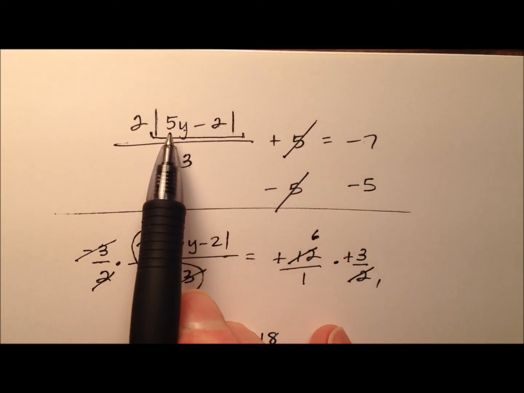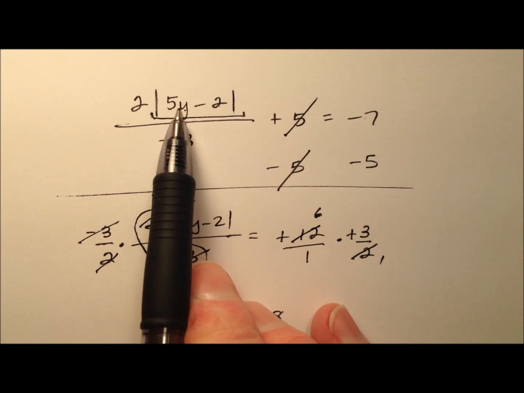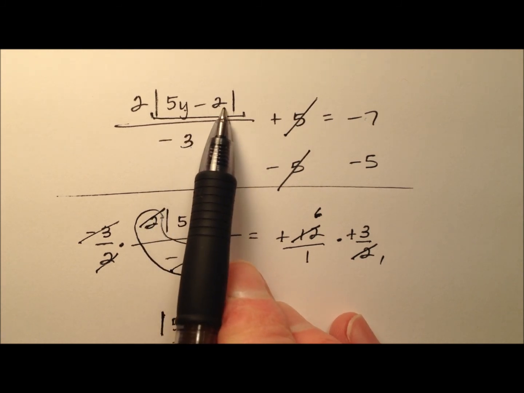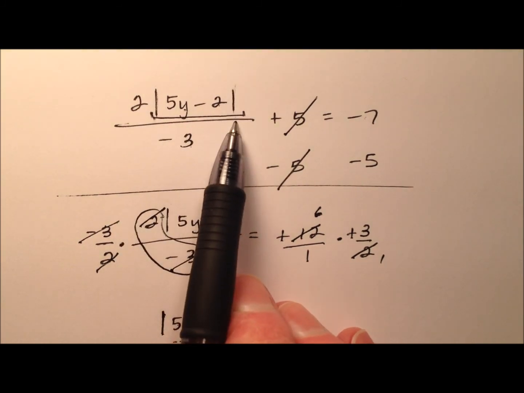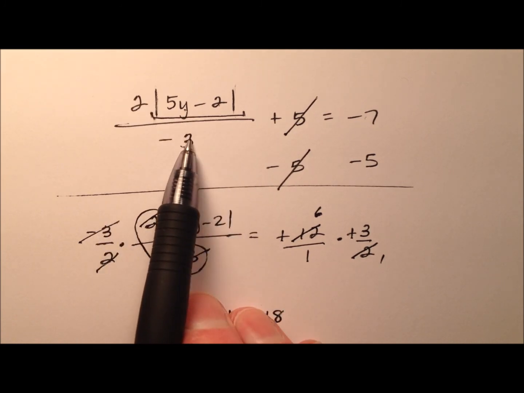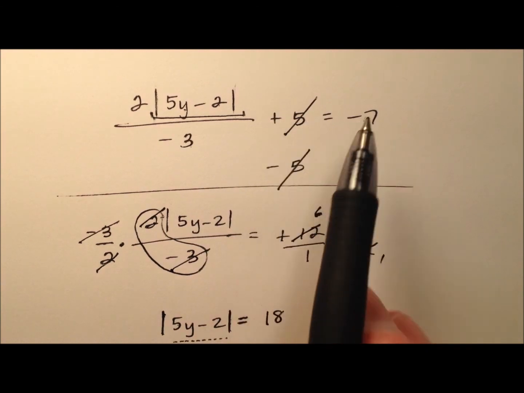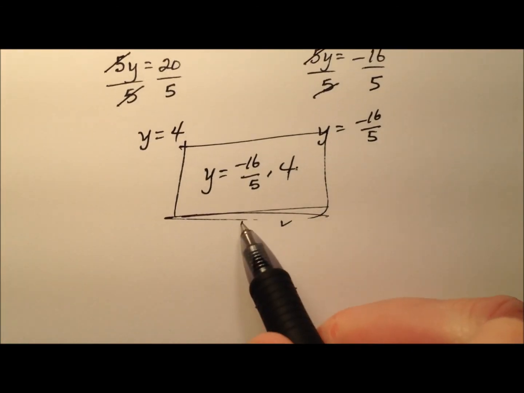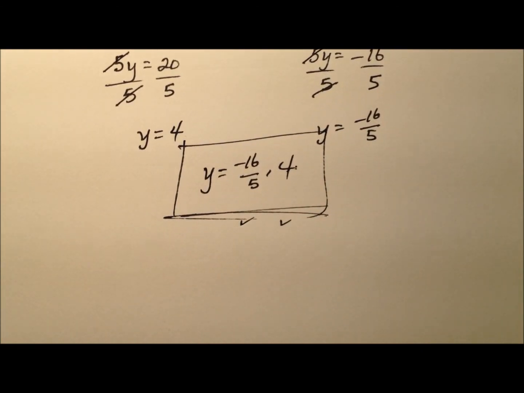So negative 16/5 times 5 is negative 16. Minus 2 is negative 18. The absolute value makes it positive 18. Times 2 is 36. Divided by negative 3 is negative 12. Plus 5 is also negative 7. So we see that both of those values check out. And so here are the solutions for this absolute value equation.